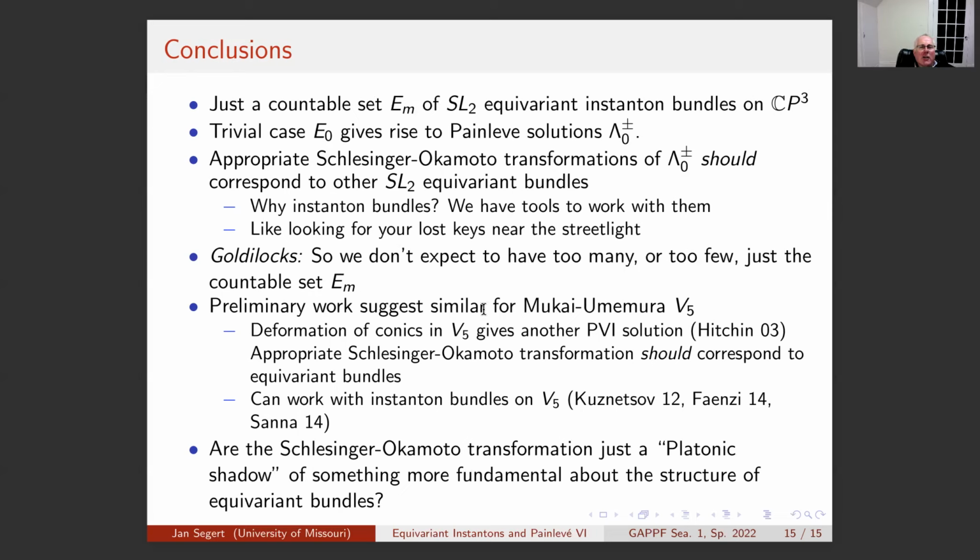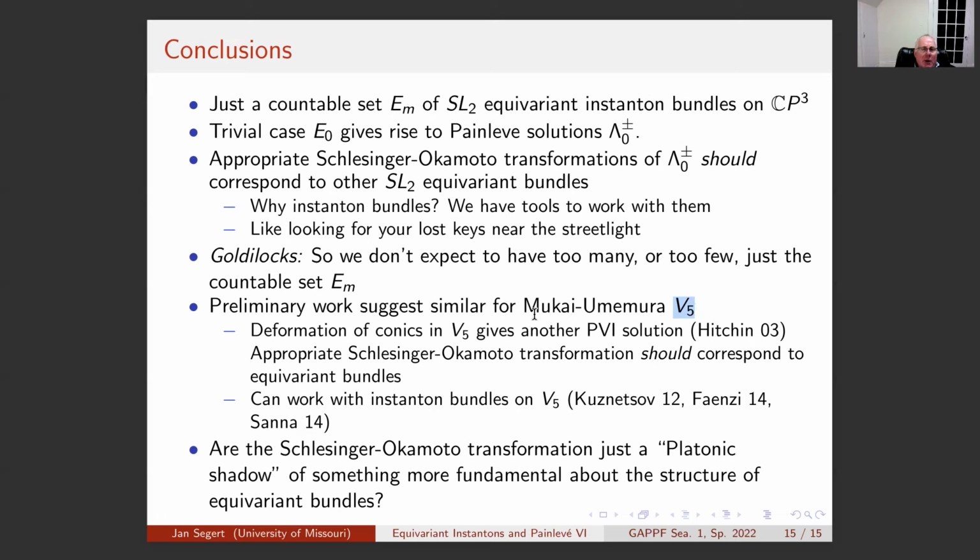So now if you look at the other three-dimensional manifolds that we mentioned, which have SL2 action with a dense open orbit, you can study instanton bundles. If you couldn't study instanton bundles, you probably couldn't say much about equivariant bundles anyway, because you get much more of a handle on instanton bundles than on bundles in general. So let's look at the V5. That's one of the Mukai-Mamura. We'll leave off the V22 for now.